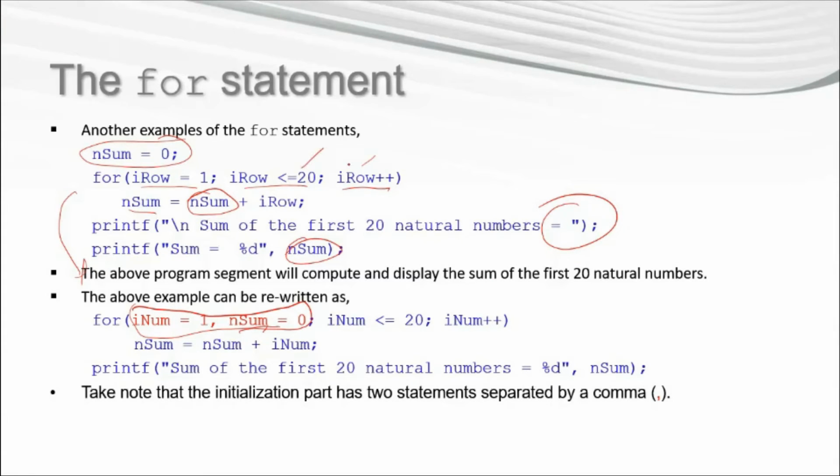Here what we are doing is putting this nsum equal to 0 into the initialization, and the rest is done as before. Then nsum equal to nsum plus inum, which is the same as before. Then printf the sum of the first 20 natural numbers, percentage d, nsum. Take note that the initialization part has two statements separated by a comma. This particular initialization has two different variables, each one separated by a comma.